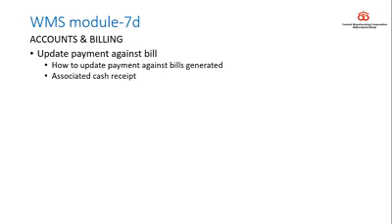So we are going to see how to update the payment against the bills already generated and the associated cash receipts generated automatically. In this case, please remember, whenever you are updating the payment against the bill using the option, the associated cash receipt will automatically be generated, and you do not have to separately generate a cash receipt using the cash receipt option in the accounts and billing menu. I repeat, please do not generate any separately a cash receipt for payment against bill. The system will automatically generate the cash receipt. We'll see this through an example.